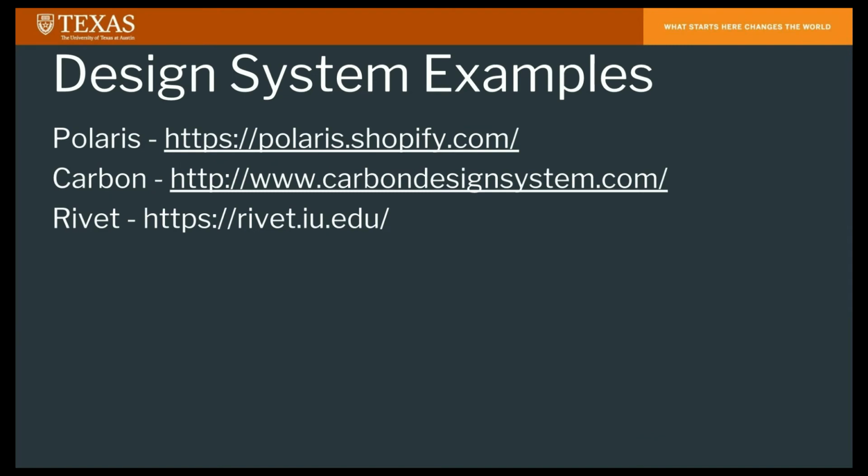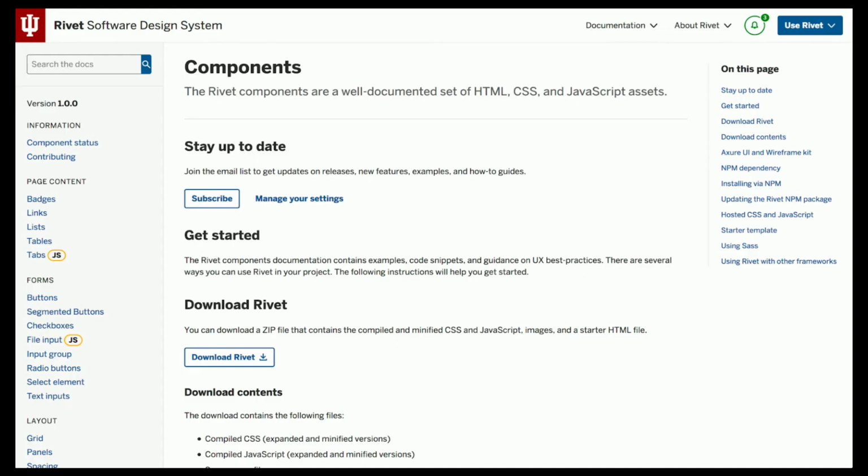So here are some examples of other design systems that are out there. Shopify has Polaris, so developers that are building on top of the Shopify platform can use this as a system to guide their development. Carbon is built by IBM for the same purpose. And then Rivet is from Indiana University, and that's one that's probably closest to what we're trying to accomplish at UT. And here's just a sample page from the Rivet website.